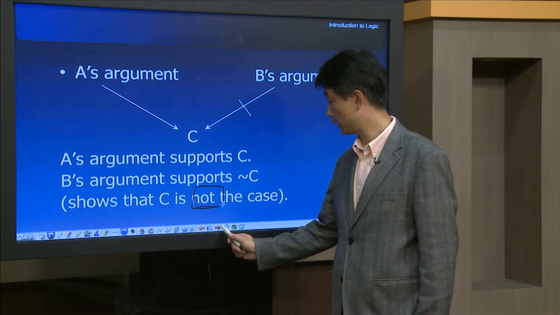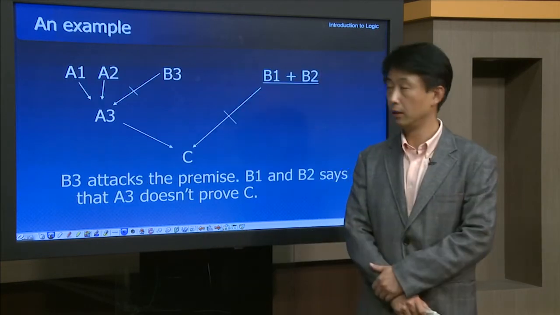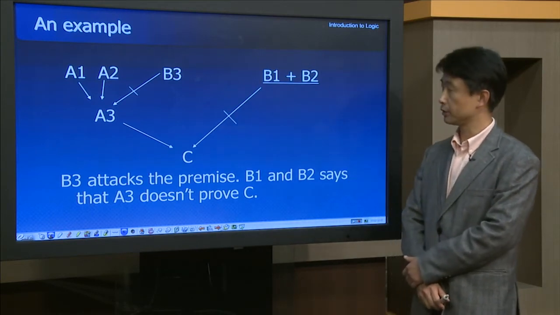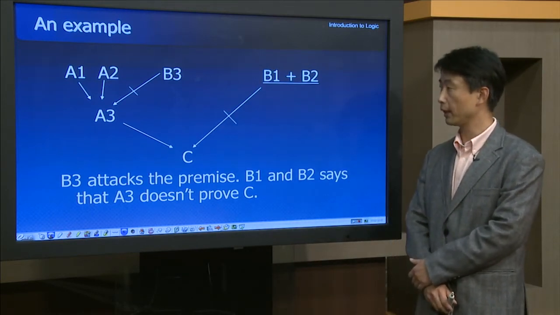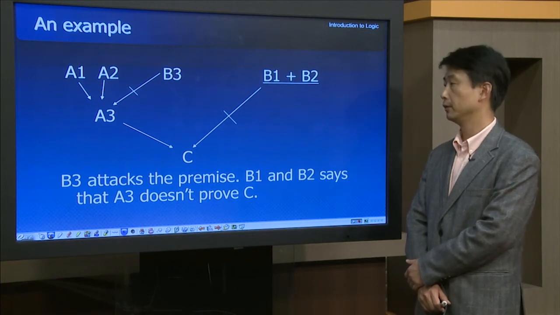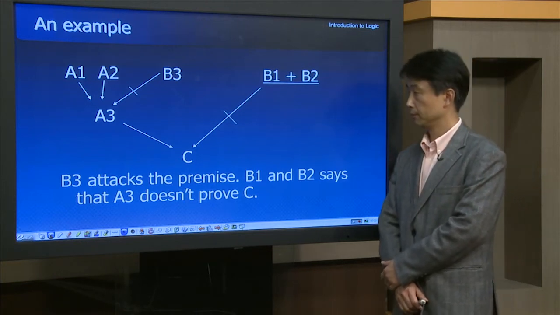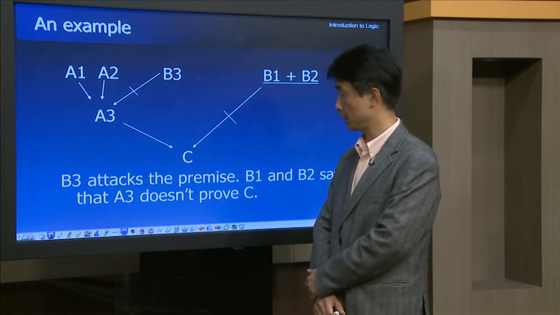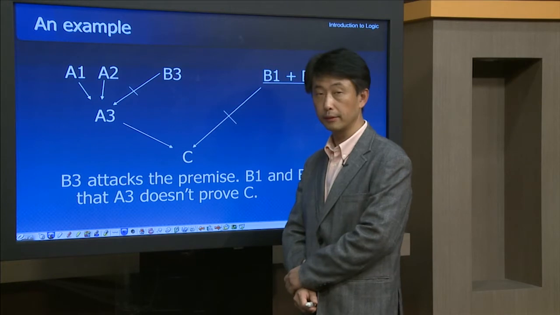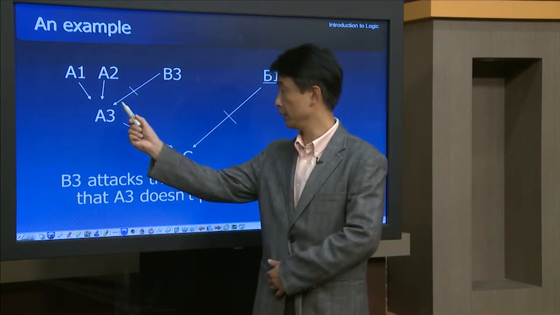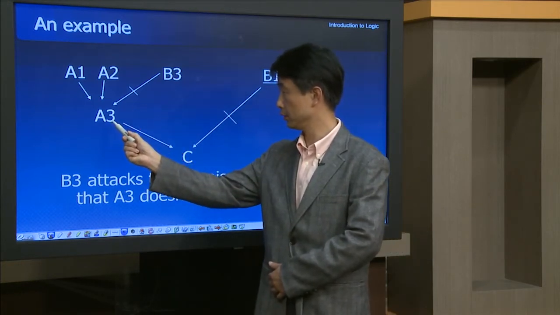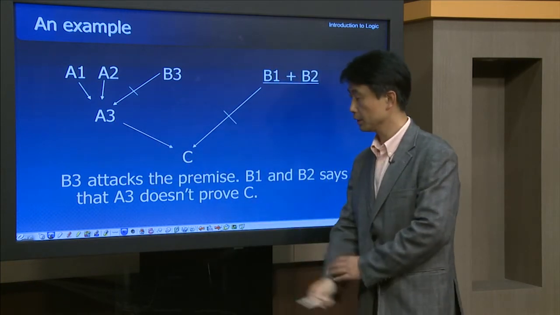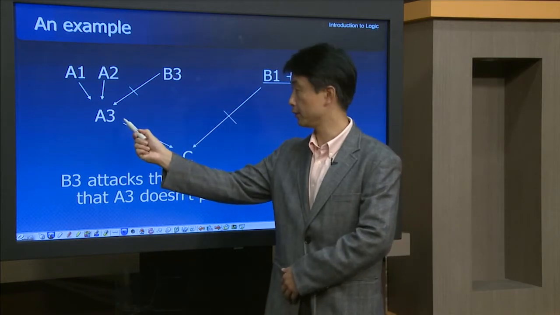Let's look at a particular example. Now, here is a diagram. What can you make out of it? First, A is presenting an argument to support C. Now, here you can see that A3 is a premise that is presented to support C. C is true because A3 is the case.